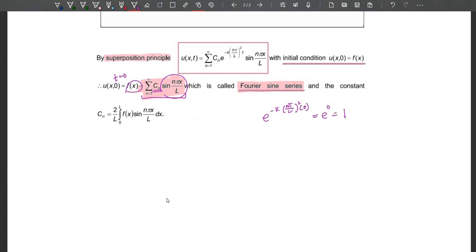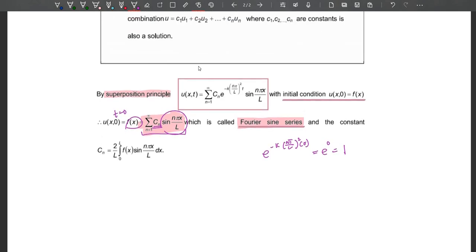Okay, that's it for the intro, and we will look at the example for case A and later on for case B in the other two videos.